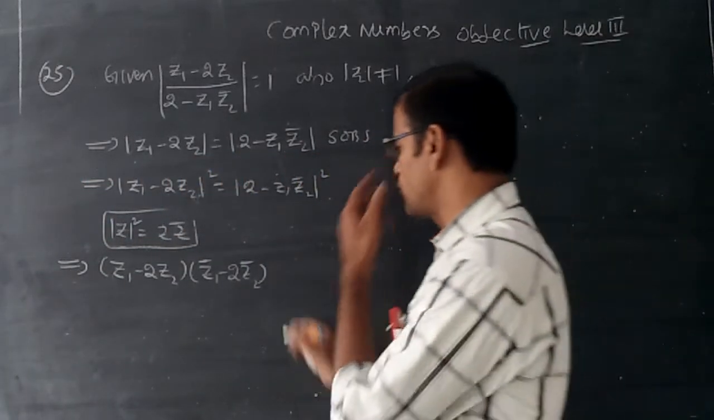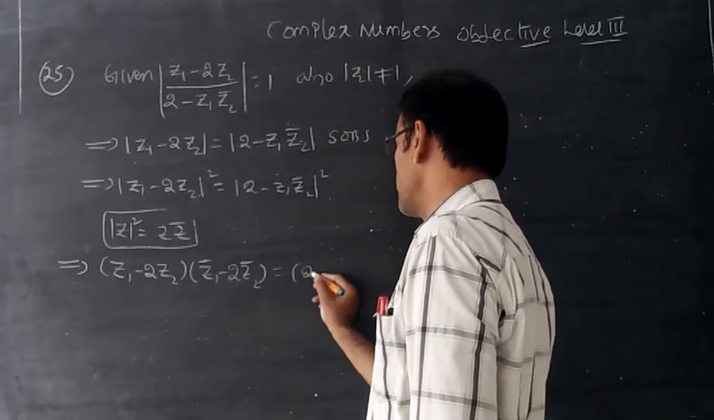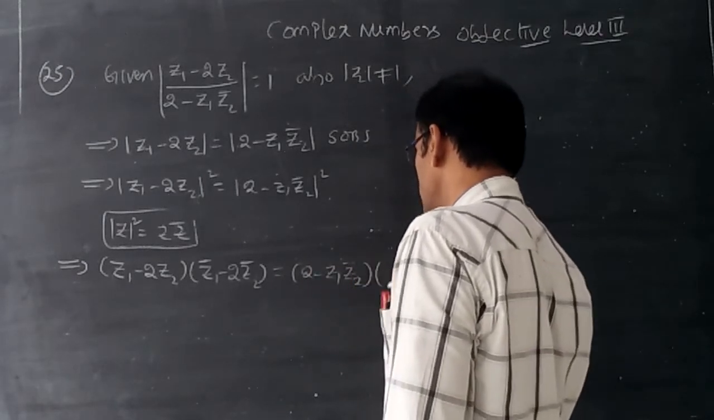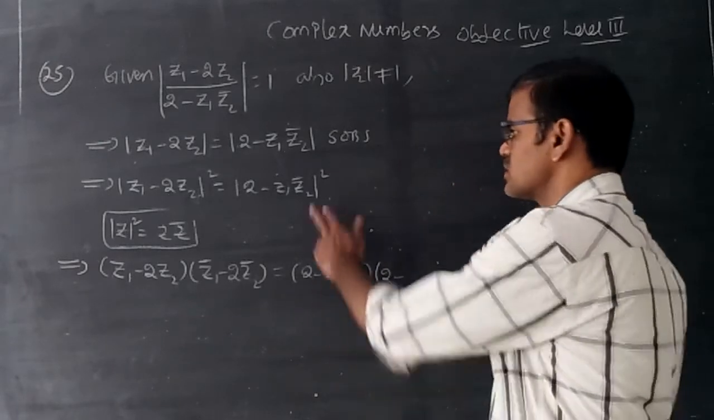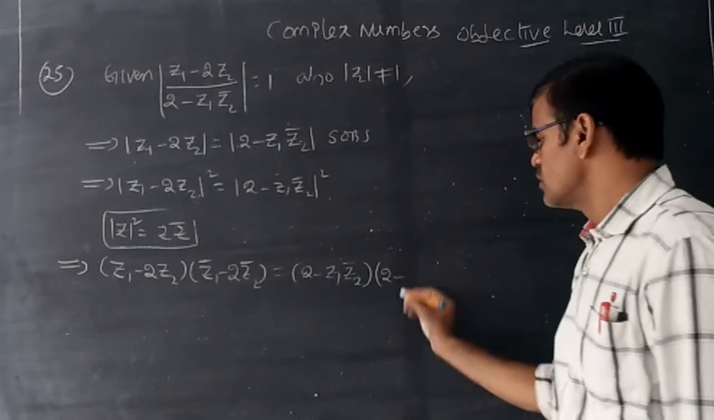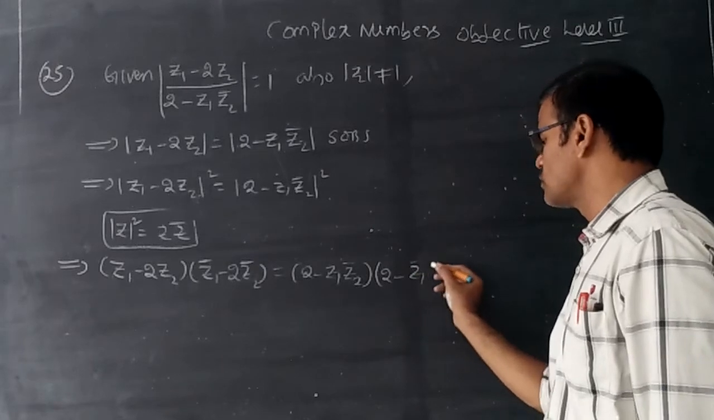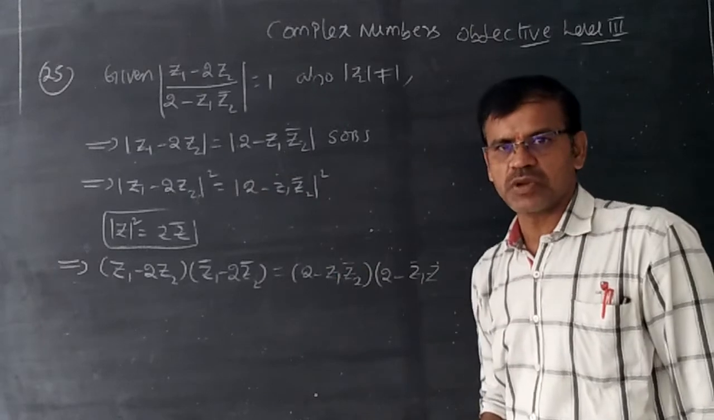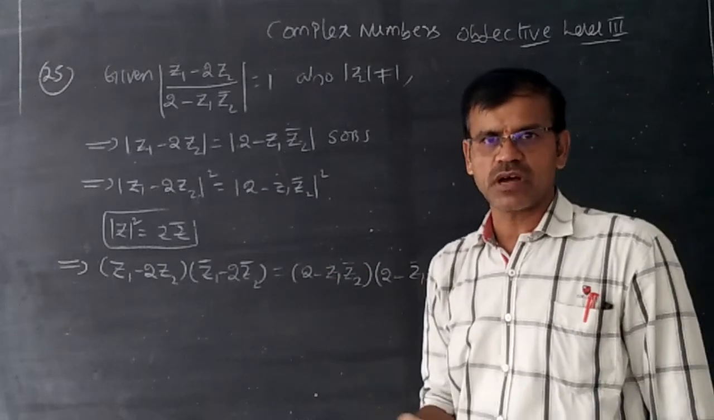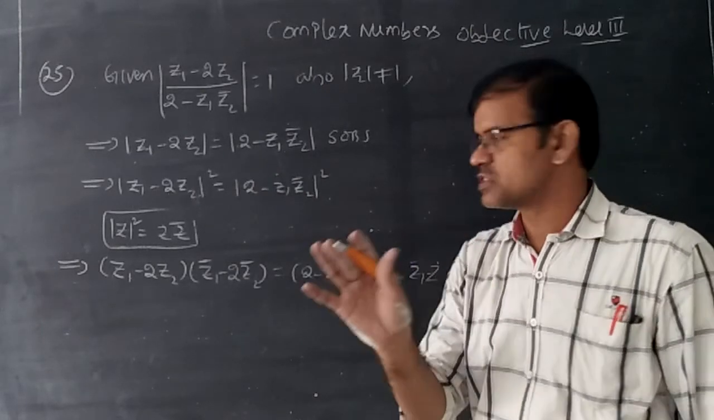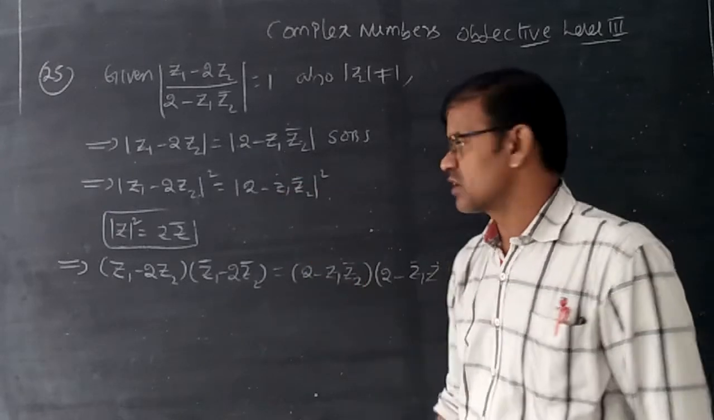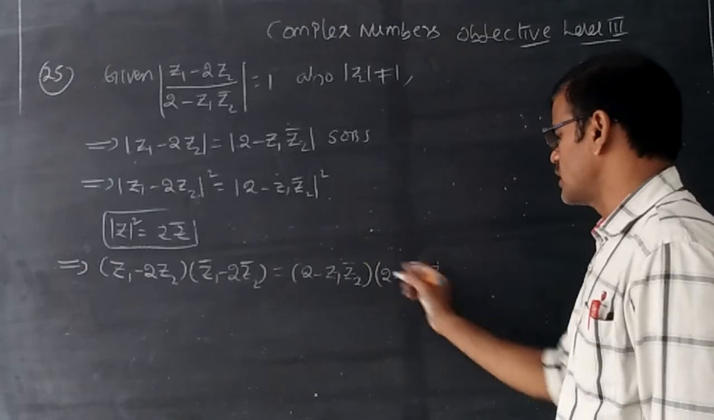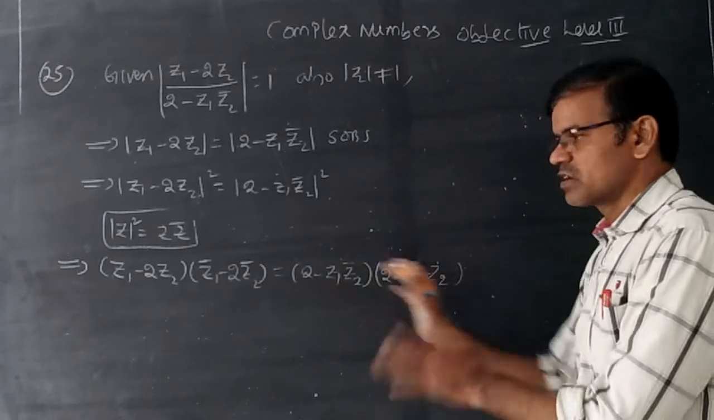This is enough. Now we can write 2 minus Z1 into Z2 bar, into 2 minus Z1 Z2 bar, for this one the modulus we consider. So 2 minus Z1 bar into Z2, so over bar. So 2 bar is always 2, because 2 plus i into 0, the complex conjugate is 2 minus i into 0, which will not be changed. It is a real number, simply 2 is there. 2 minus, now the conjugate of Z1 Z2 bar you can write as Z1 bar Z2. That's all. Now multiply properly.